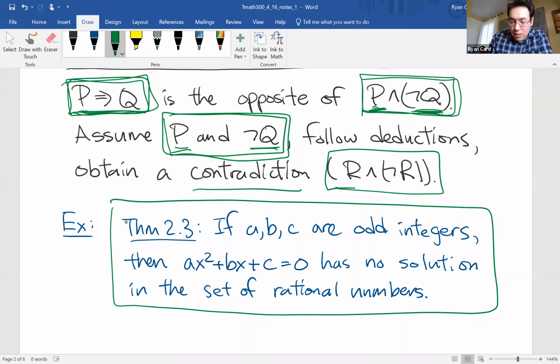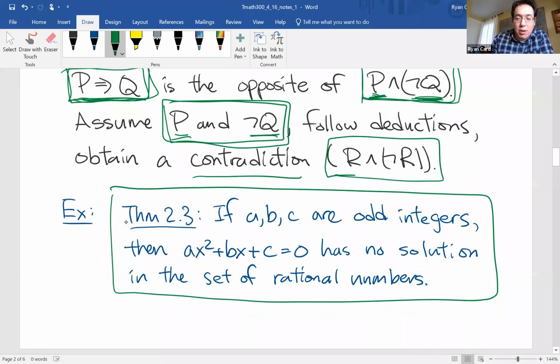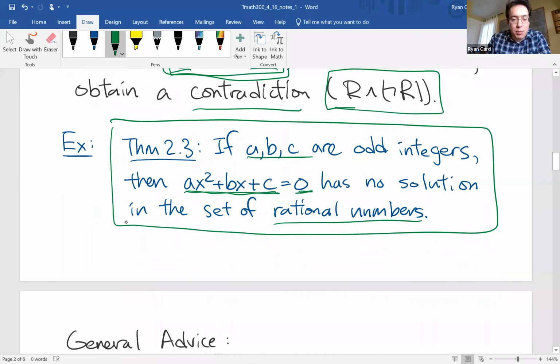So what we did in the proof, just a quick recap, is that we assumed A, B, C are all odd, and we also assumed that a rational solution existed, this is the opposite of the consequence, and then somehow came to a conclusion that ax squared plus bx plus c had to be odd, and this cannot be equal to 0, which is even. So it's even and odd at the same time. So that's a contradiction. Therefore, this implication holds. So that was the structure of the proof we tackled earlier. So I'm going to move on.